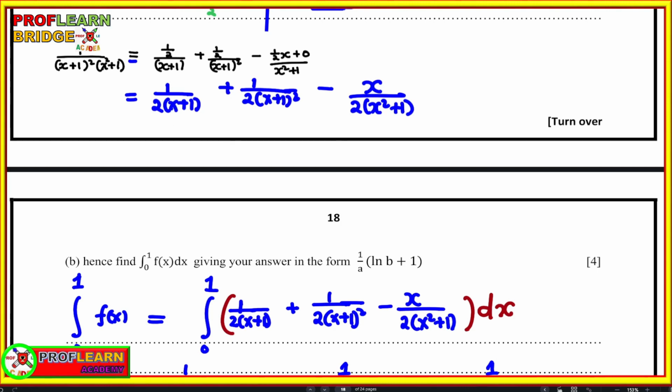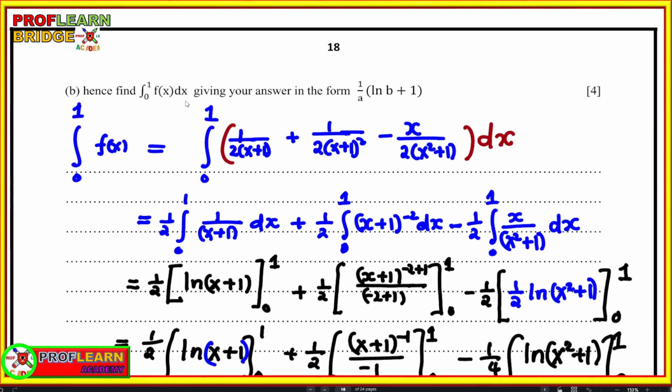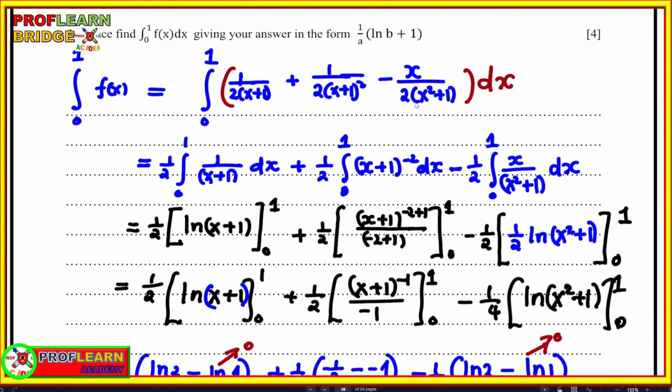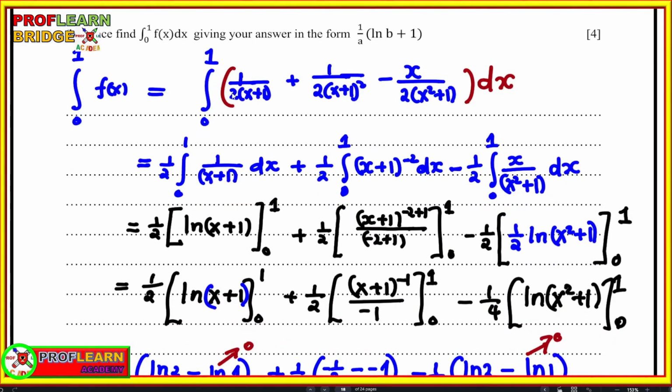So you see, partial fraction can enable you perform binomial expansion, and also it can enable you to work out integration. So in this question, we are supposed to find the value of the integral of f of x dx, giving your answer in the form 1/a ln of b plus 1. So integrating each of them, the only thing that you need to realize, we can take this half outside the integral. We end up having the limit from 0 to 1. Integrating 1 over this is going to be ln of x plus 1.